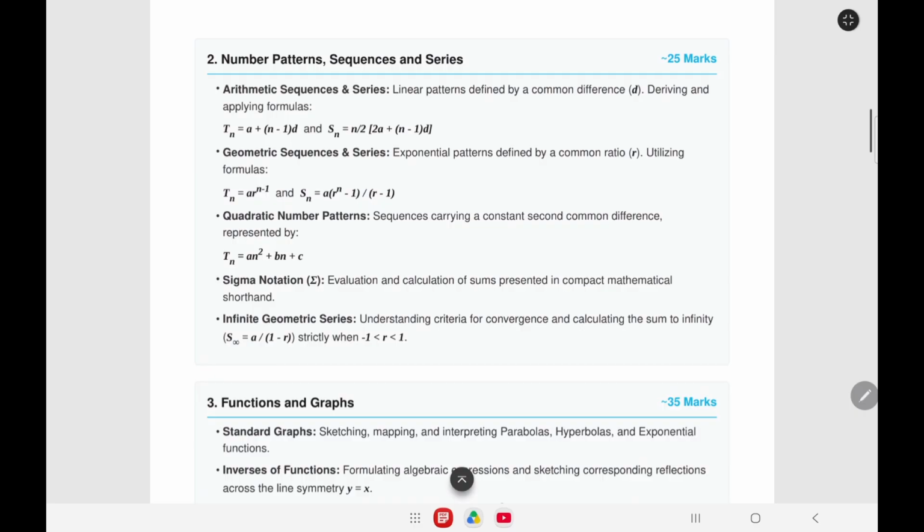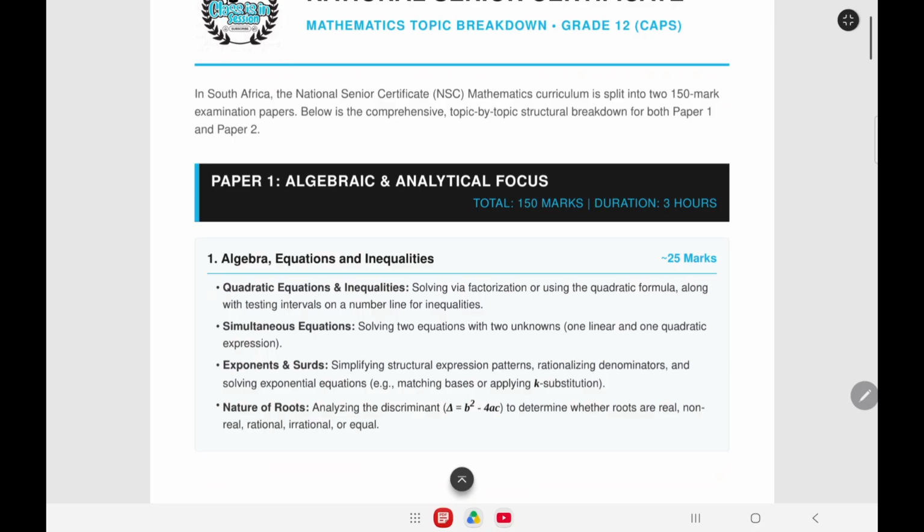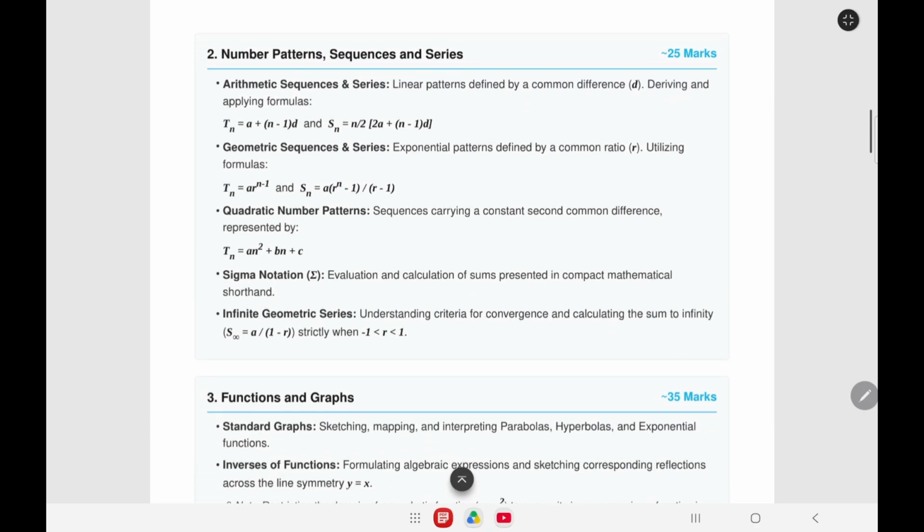Let's move to number patterns, series, and sequences. That's worth about 25 marks. When you first start with your grade 12 topic in January, I believe this is the topic most teachers start with. However, you need to learn algebra, equations, and inequalities first. And you guys will understand this once you go through the second document where I tell you which topic that you need to start with, okay?